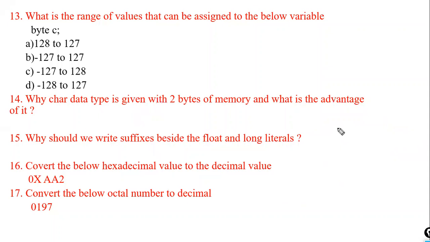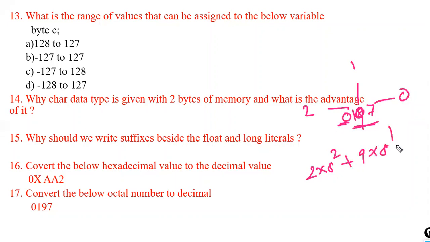Convert the below octal number to a decimal number. Octal numbers are base 8 numbers. Any number that starts with 0 is called an octal number. If I want to convert this particular number into its equivalent decimal value, again the positions of the digits are 0, 1, 2. So 2 into 8 to the power of 2, plus 9 into 8 to the power of 1, plus 7 into 8 to the power of 0. The sum of all these products will give you its equivalent decimal number.